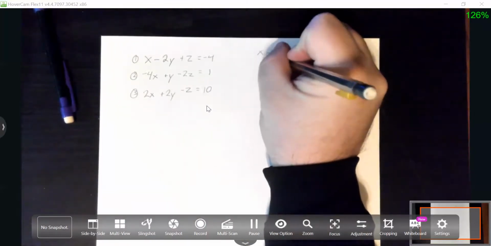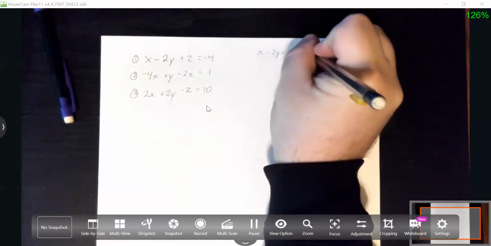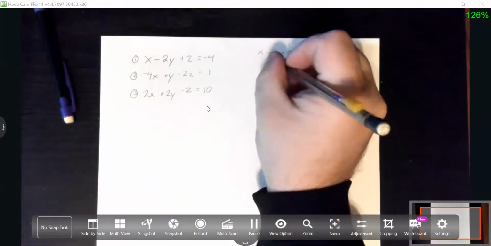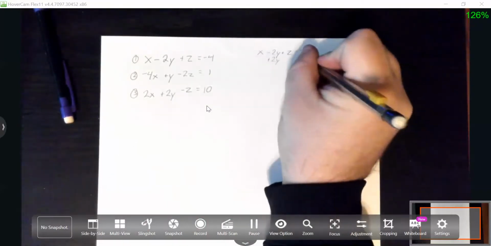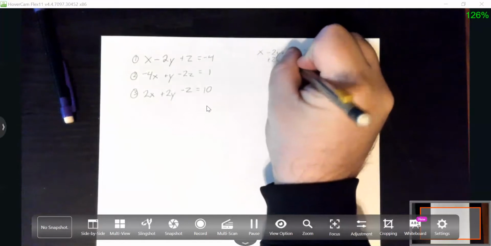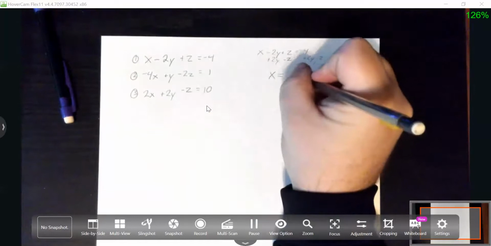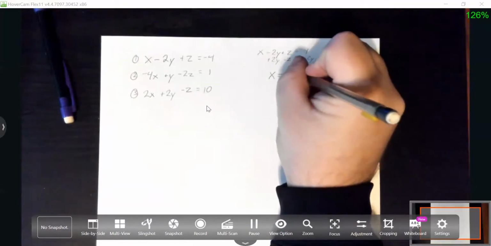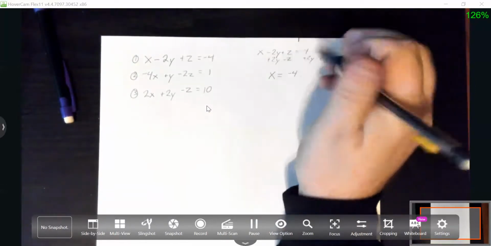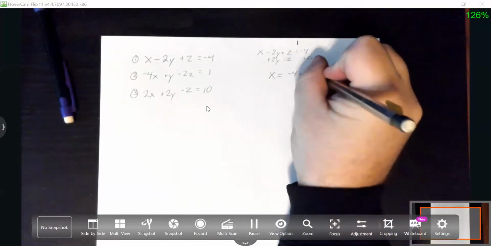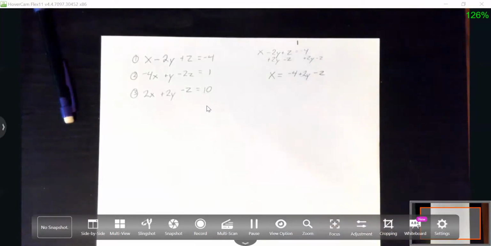So I have x minus 2y plus z equals -4. To solve for x, I'm going to isolate it by moving the other variables to the other side. So I'm going to add 2y to both sides, and I'm going to subtract z from each side. That gives me x is equal to -4 plus 2y minus z. So that step has still stayed the same. We chose the easiest equation, we solved for a variable.